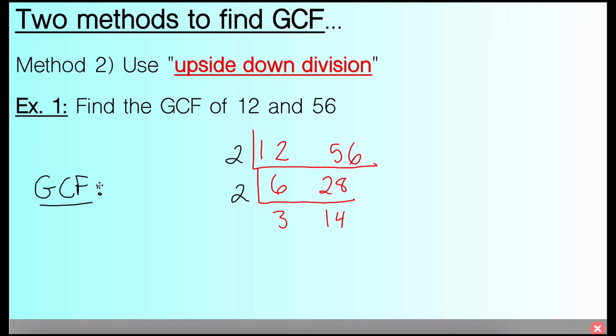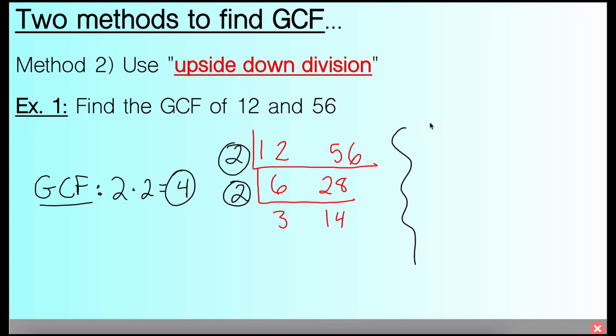Look at the numbers, the factors that went into both of those numbers. We had a 2 and another 2. If you find the product of those two numbers, or in other words, if you multiply those two numbers together, that will tell you what the greatest common factor that they share is, and that is 4. So upside down division is a cool method. It doesn't matter if you take multiple steps to do this or if you do it in one step.